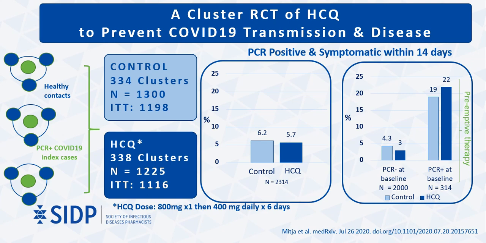And then among the patients who were PCR positive at baseline, again, these are the contacts, not the index cases. They were positive at baseline, but they were given therapy early, so we can kind of consider this preemptive or early therapy with hydroxychloroquine. You can see that 19% of those in the control arm progressed to symptomatic disease within 14 days versus 22% in the hydroxychloroquine arm. And I'll mention too, the study not only was really nicely designed and well organized, but they reported that their adherence to the therapy was over 95%.